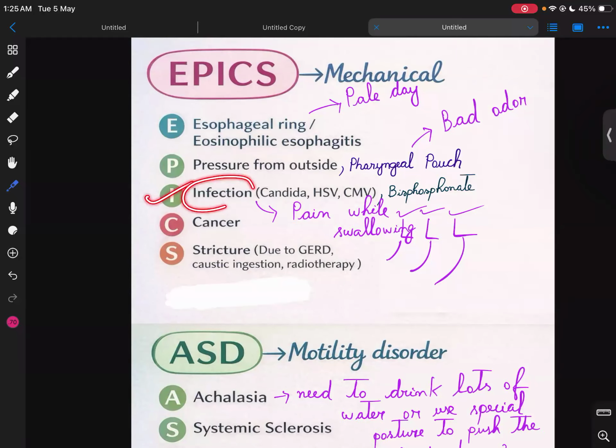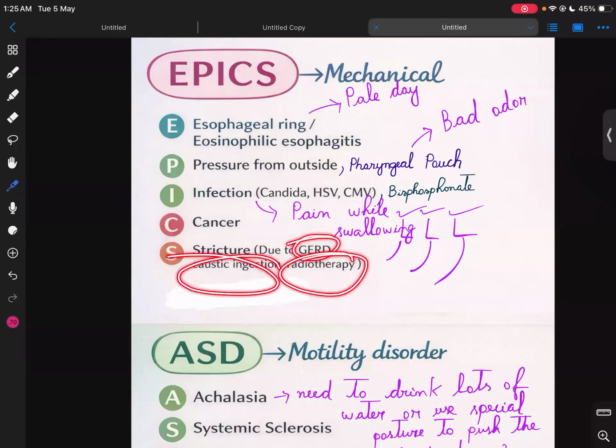Then I stands for infection. This is mostly due to esophagitis. This esophagitis can be due to infection or it can be due to bisphosphonate. C stands for cancer, and S stands for stricture. Stricture can be due to long-term reflux, a previous history of radiotherapy, or a history of caustic ingestion.